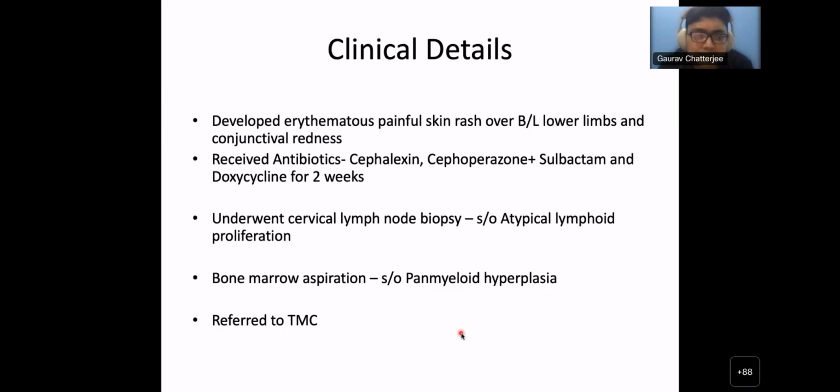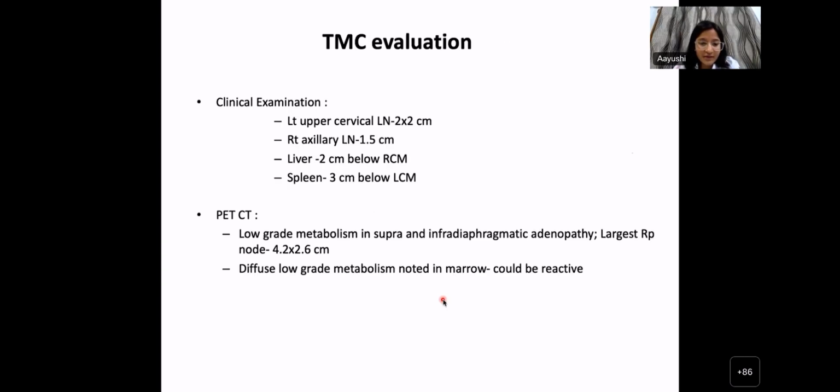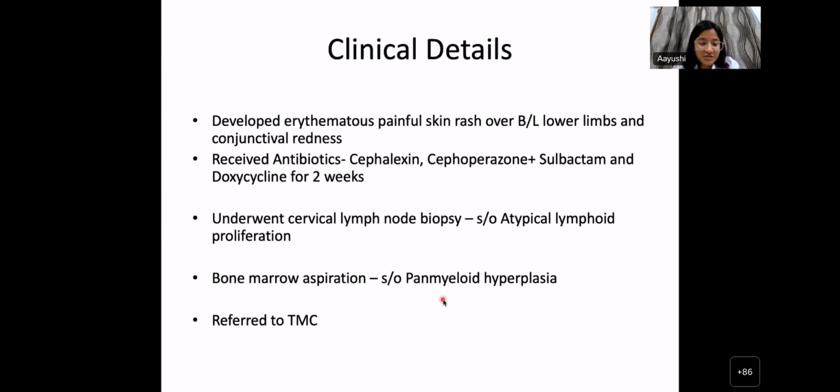Further, the patient developed an erythematous painful skin rash over bilateral lower limbs and conjunctival redness. The patient received antibiotics, cephalexin, cefoperazone-sulbactam, and doxycycline for 2 weeks. And he underwent a cervical lymph node biopsy, which was suggestive of atypical lymphoid proliferation. On bone marrow aspiration, it was suggestive of panmyeloid hyperplasia. And further, the patient was referred to TMC.